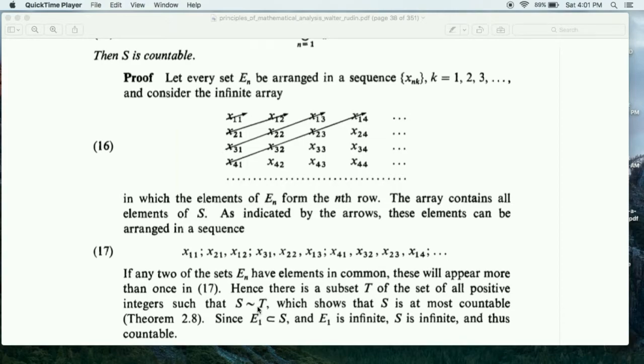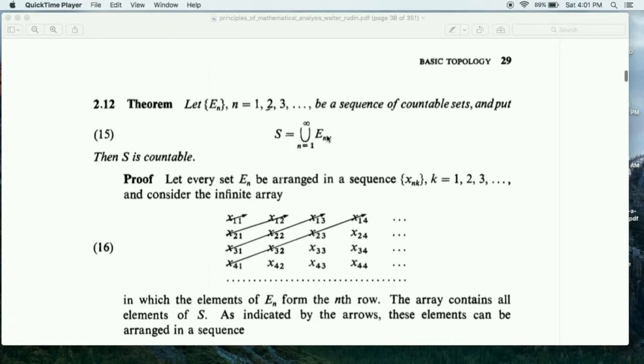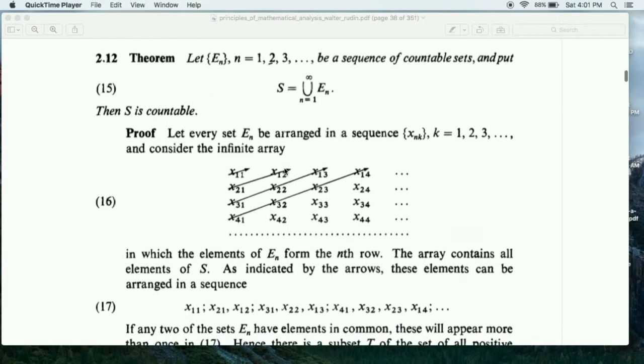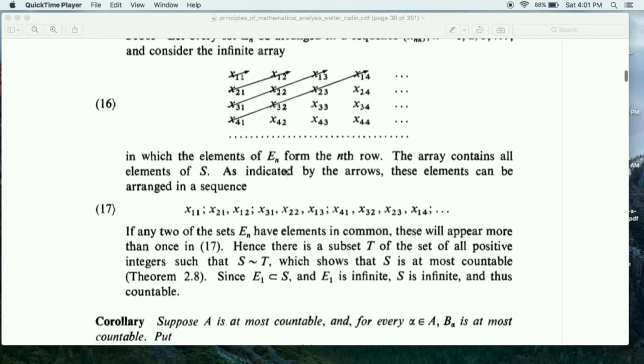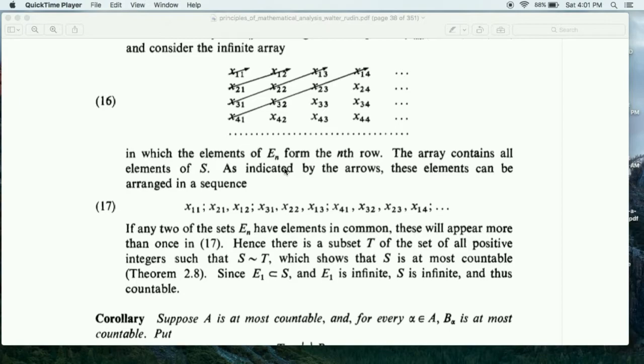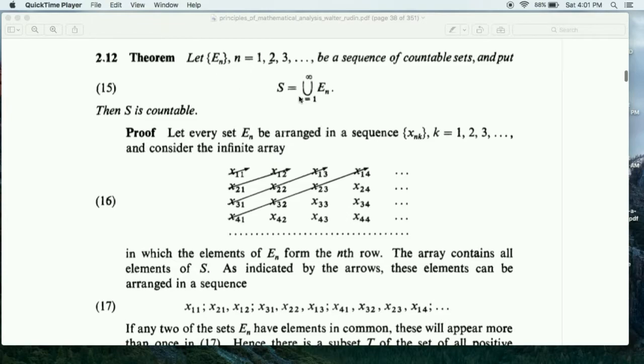Now, since E1 is a subset of S, because E1 lies here and S is a union of all those E's, and we know E1 to be infinite, this means that S is also infinite. And S is at most countable, and infinite means that S is countable. It is not finite, so it is countable. Hence, we see that a union of countable sets gives me a countable set.